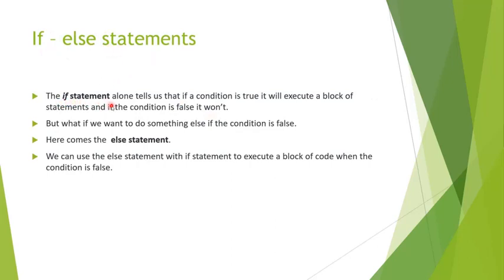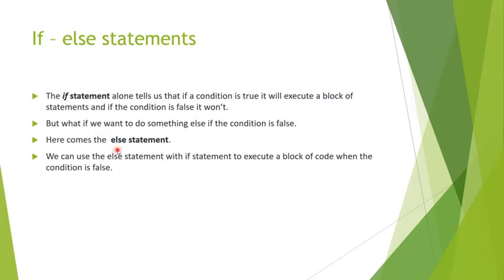The if statement alone tells us that if a condition is true, it will execute a block of statements, and if the condition is false, it won't. Like if I write if A equals 2, and A is equal to 2, the condition is true, then the code written inside the if statement is going to be executed. But if A is 1 or 3, that means A is not equal to 2, or I can say A equals 2 is false, then the if code is absolutely not going to be executed. Then what? We have the else block.